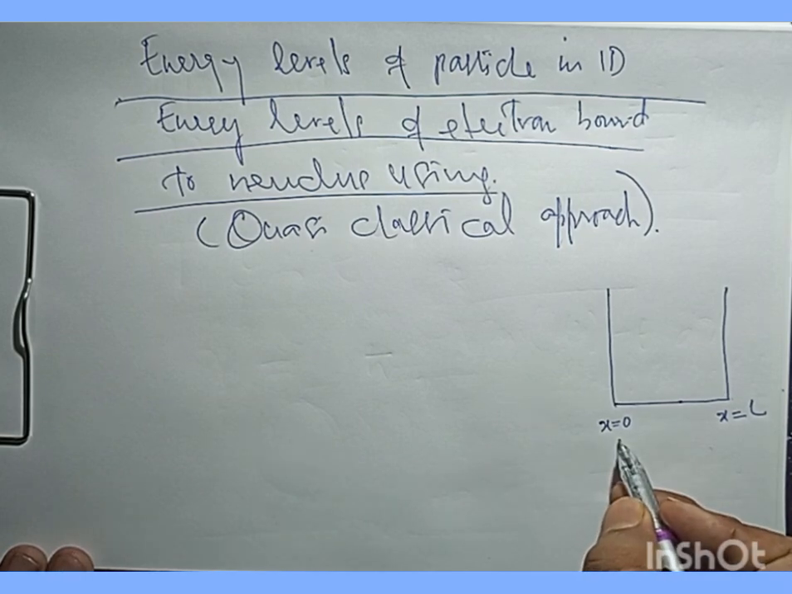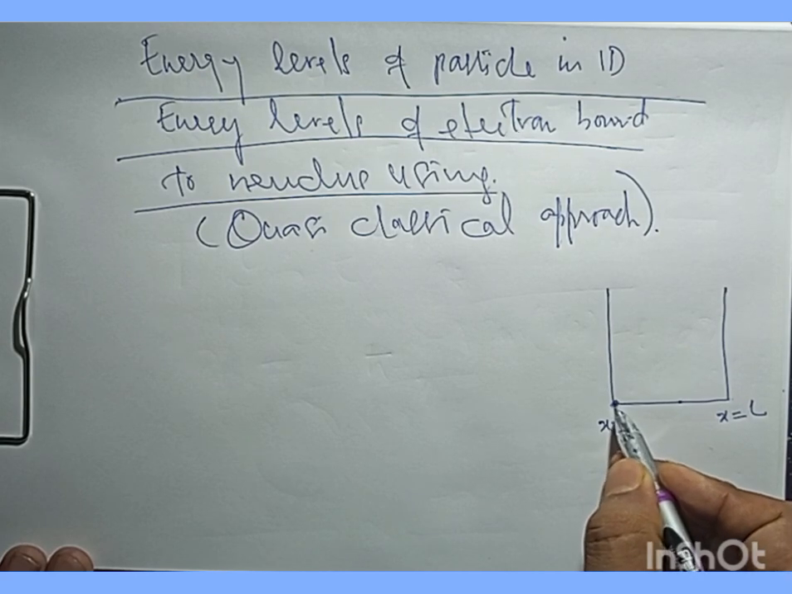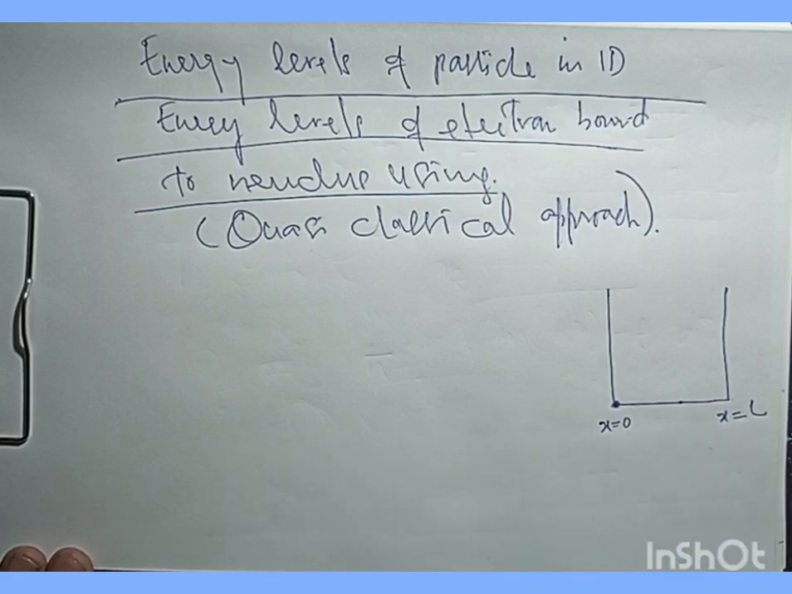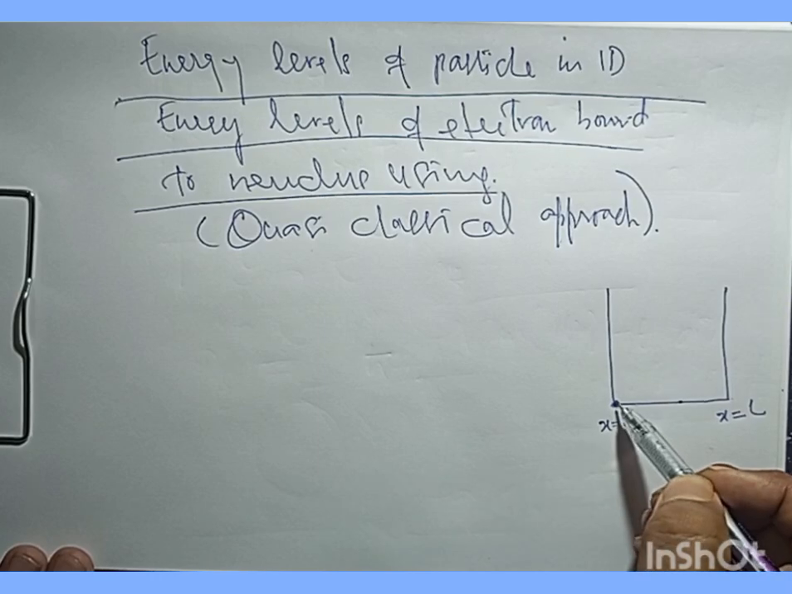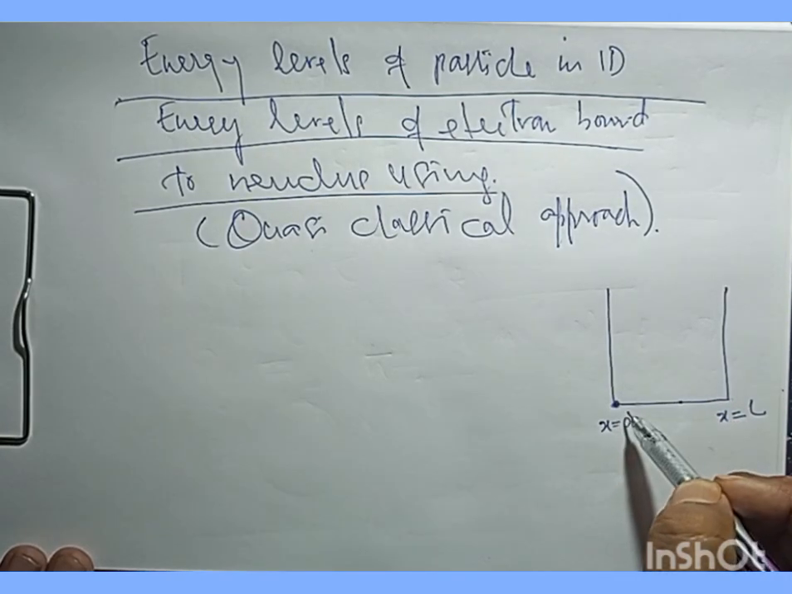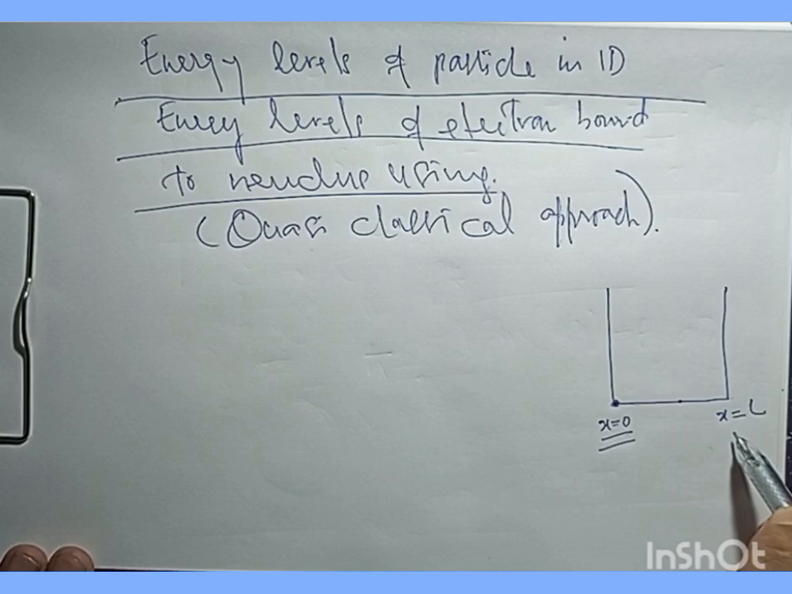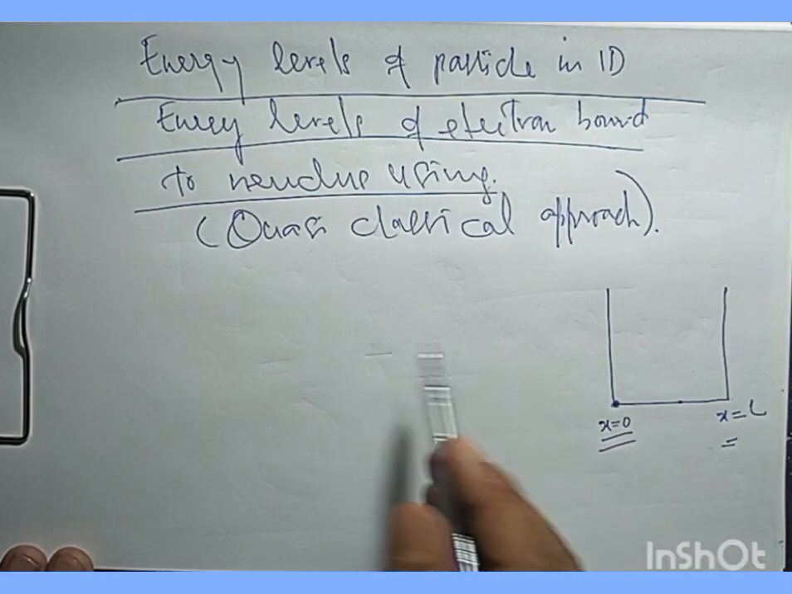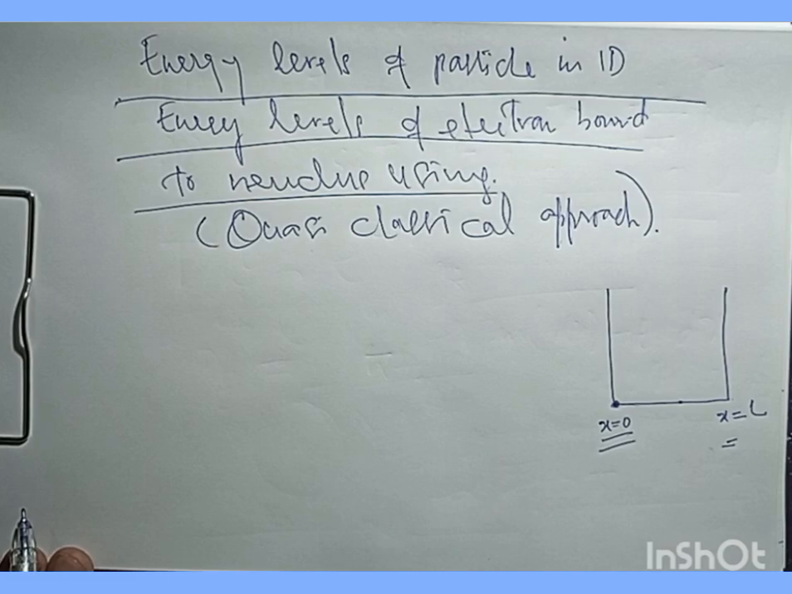So my x is 0 at one rigid wall, and the length of this box in one dimension is equal to L. And we can see that the potential has two rigid walls. One is at x equal to 0, and another is at x equals L. Now, in order to find the energy levels, we make use of the quantization rule that we have already obtained using the quasi-classical approach, using this WKB approximation.